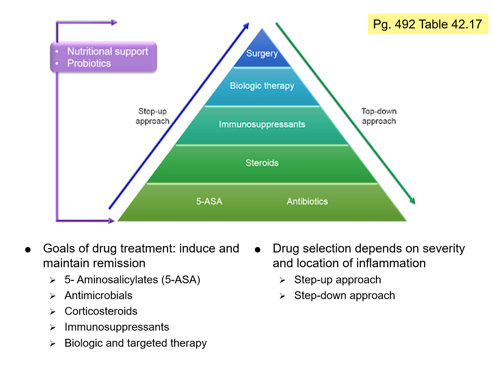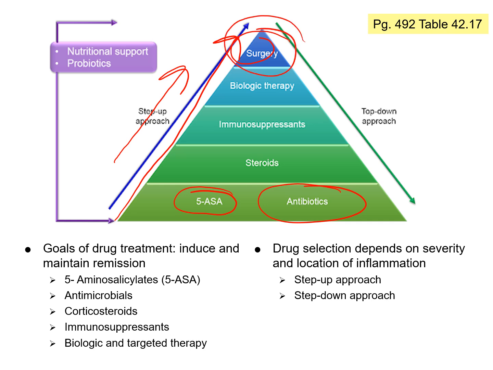So this one on the left is the step up approach, which means the patient is going to start with these 5 aminosalicylates, 5 ASA drugs, and antibiotics. And then they're going to work their way up this pyramid here until finally they'll have surgery. The second approach is top down. That means they're going to have surgery first, and then they're going to do possible biologic therapy, immunosuppressant steroids, and antibiotics, and so on.